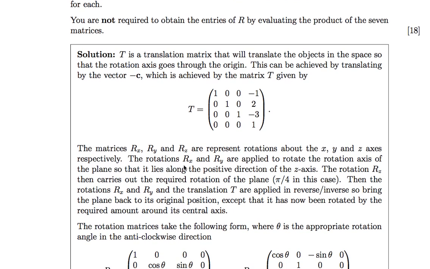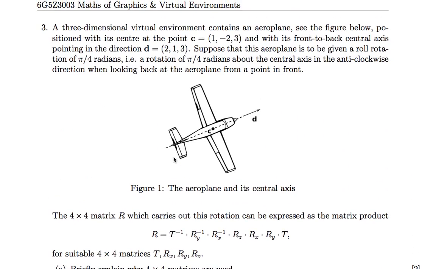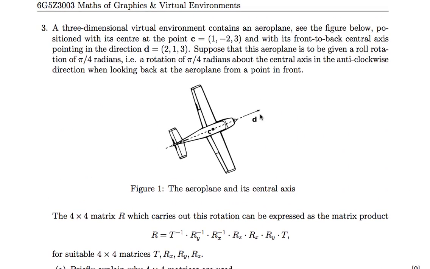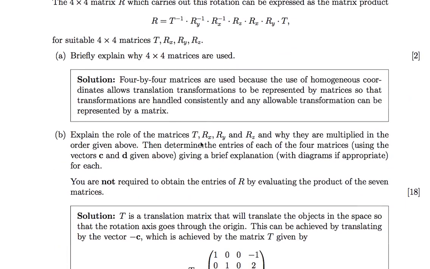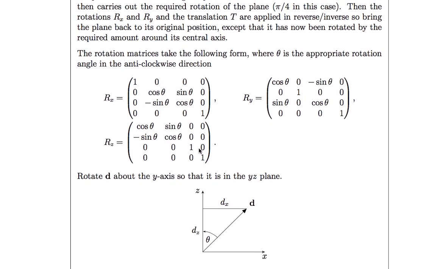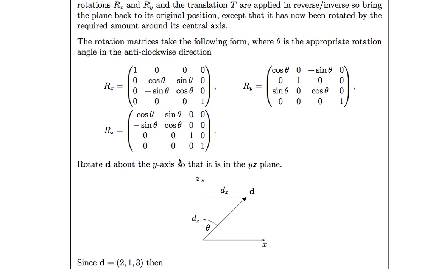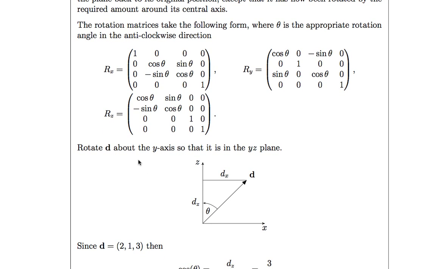Okay. Rx, Ry, and Rz are rotations, and what we want to achieve is to rotate D so it points along the Z axis, assuming a left-hand coordinate system. These are the rotation matrices which you're expected to be able to remember. Okay, the first thing we need to do is rotate D about the y-axis.